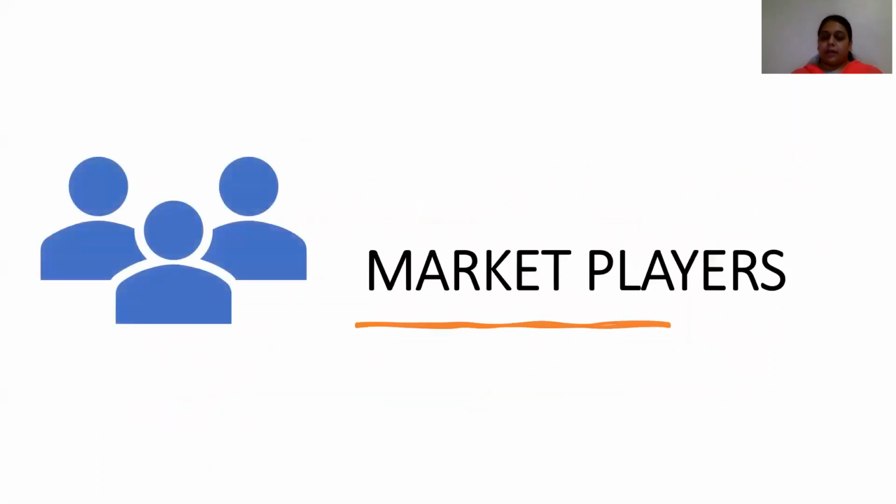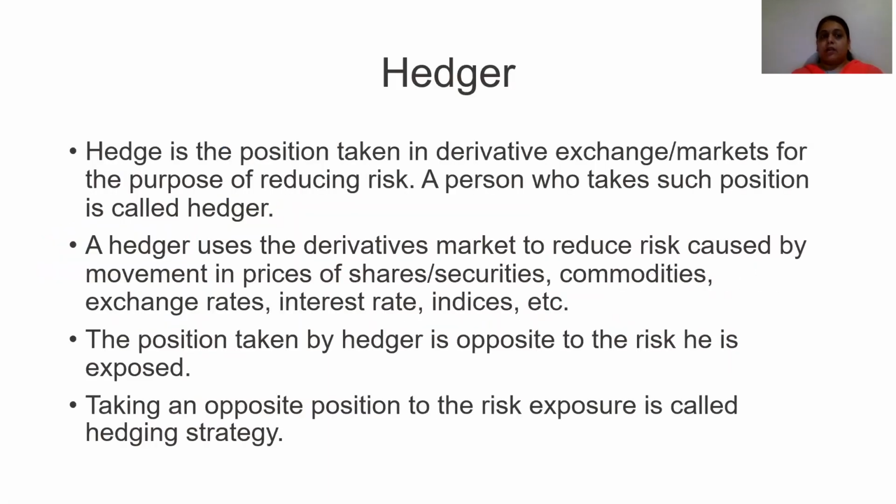Now, what are the players in the derivatives market? First, we see the hedger. A hedge is a position in which there is no risk or reduced risk. The purpose of the hedger is to reduce the risk. A person who takes such a position is called a hedger. A hedger uses the derivatives market to reduce the risk caused by the movement in the prices of shares, securities, commodities, exchange rates, interest rates, indices, etc. The position taken by the hedger is opposite to the risk he is exposed to, and it's called a hedging strategy.